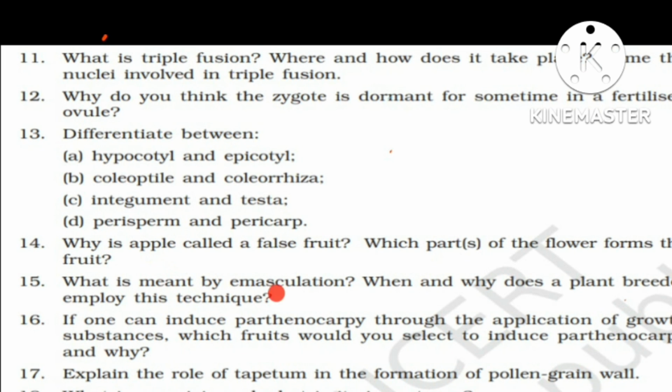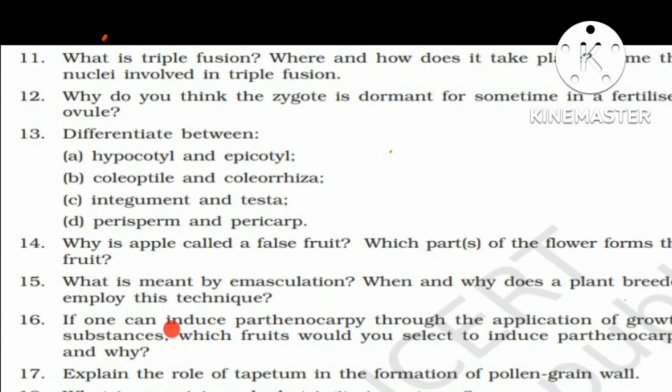What is meant by emasculation? When and why does a plant breeder employ this technique? Emasculation means to remove the stamens from the flower. Why is the plant breeder using it? When he wants to do artificial hybridization, because he doesn't want the stamens of the same flower. He wants the pollen grain from another flower to get deposited on the stigma. So that's why the plant breeder does the emasculation, which means removal of stamens from a bisexual flower.